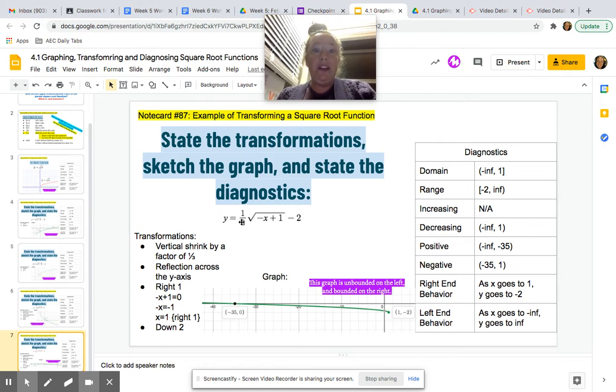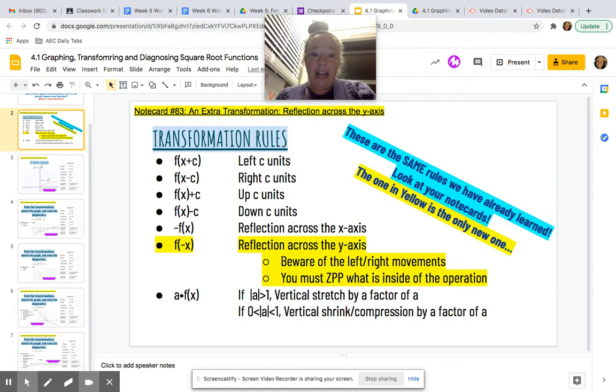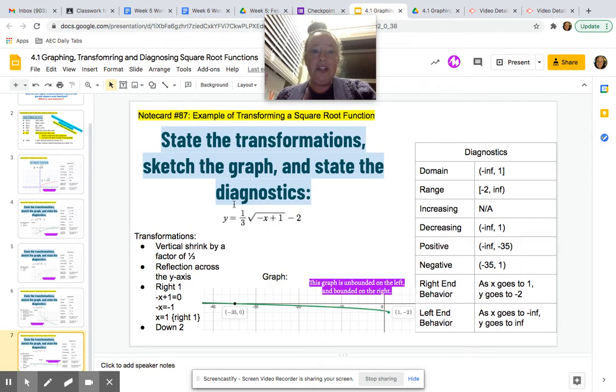We have a 1/3 in the front. Ooh, that's a vertical compression or a vertical shrink by a factor of 1/3. Now there's a negative right here, which was what I had you put on note card 83. If there's a negative on the inside of the operation, we have to reflect across the y-axis, and we need to beware. We're going to have to ZPP, all right? So we've got the vertical shrink of 1/3. We're reflecting across the y-axis because the negative's inside of the operation.